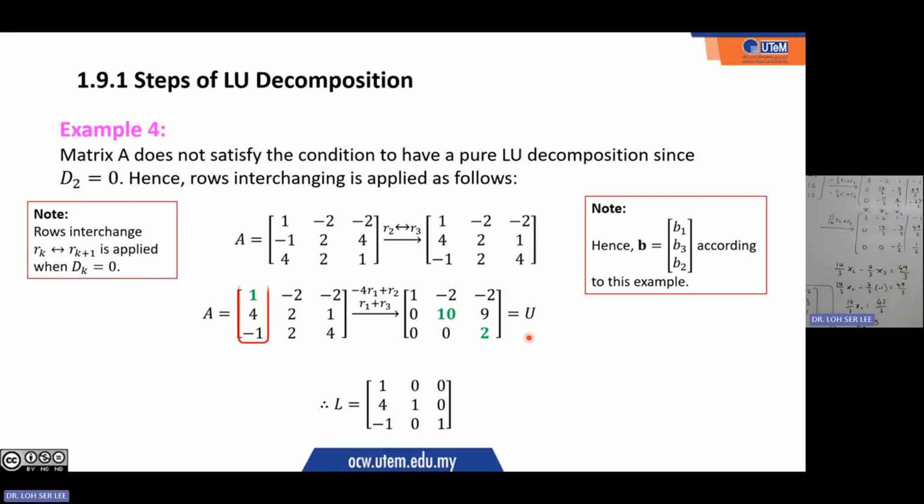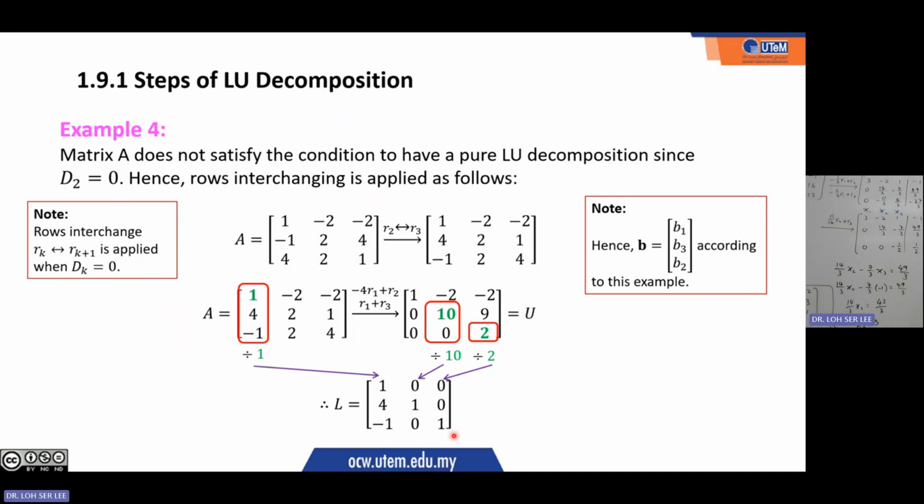Okay, then for L, this is the first pivot. So this column divided by 1, you put it here. This is the second pivot. Before any operation using this pivot, this already is 0. So this one divided by 10, so you get 1, 0. And the last pivot is 2, so 2 divided by 2, you get 1. So this is your L.